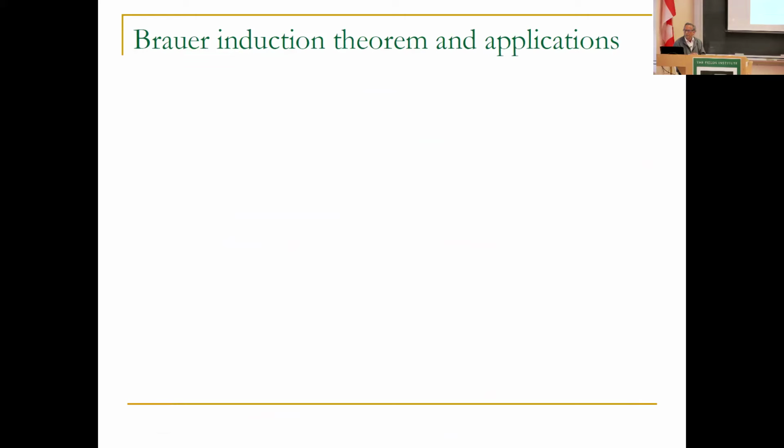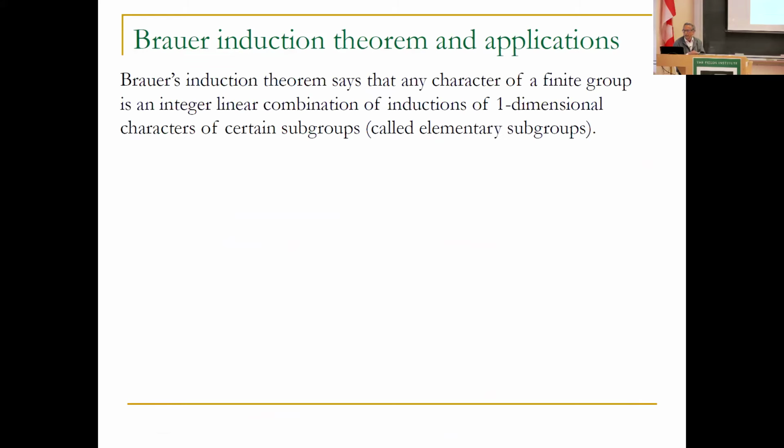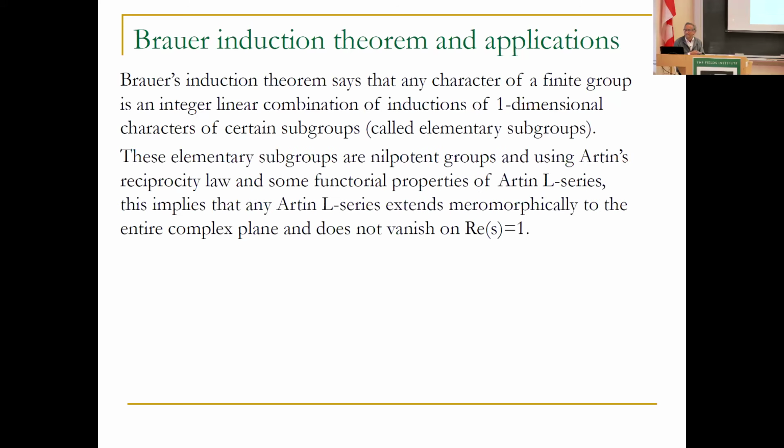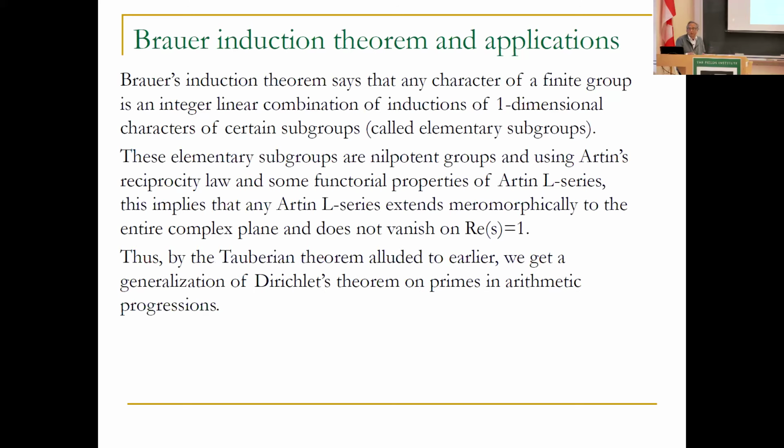The Brauer induction theorem came shortly after. Brauer's induction theorem says that any character of a finite group is an integer linear combination of inductions of one-dimensional characters. And so using this, one can show, and Brauer did this, he showed that all Artin L series have a meromorphic continuation to the entire complex plane. So we now know that these non-abelian L functions have meromorphic continuation. So the question is, where are these poles?